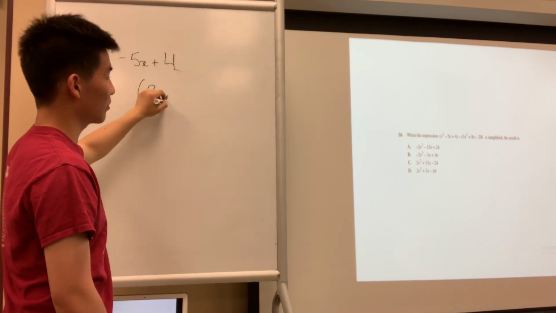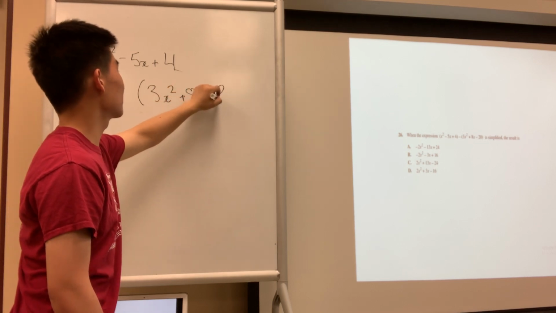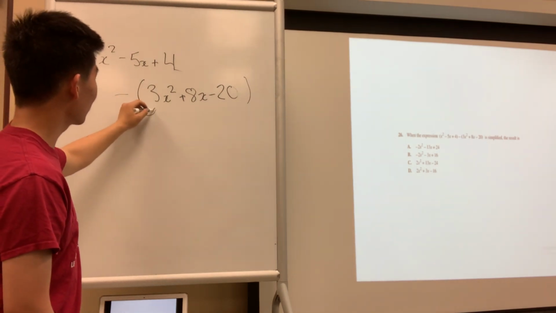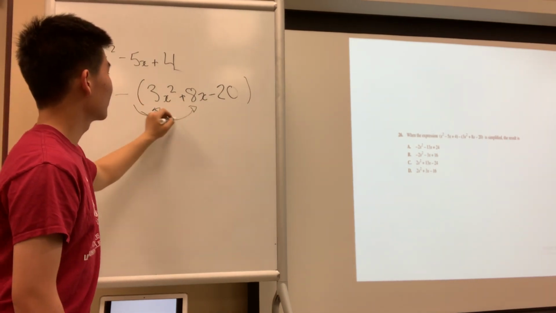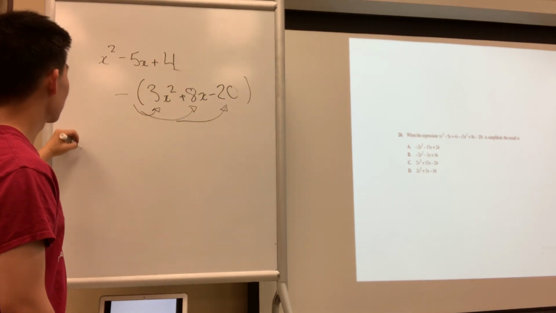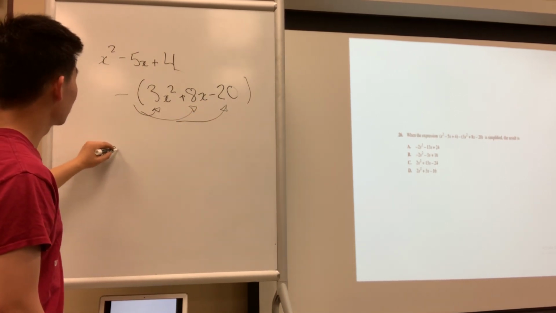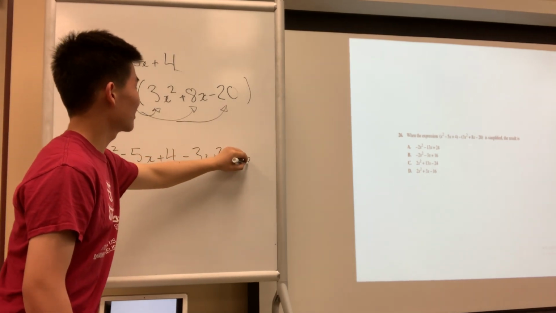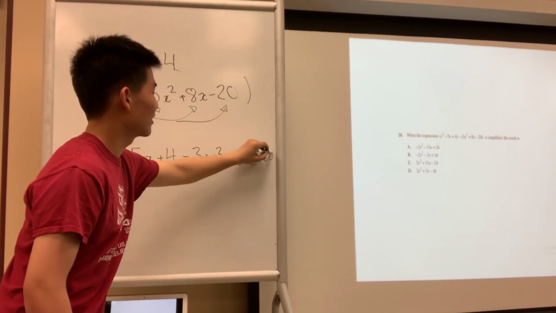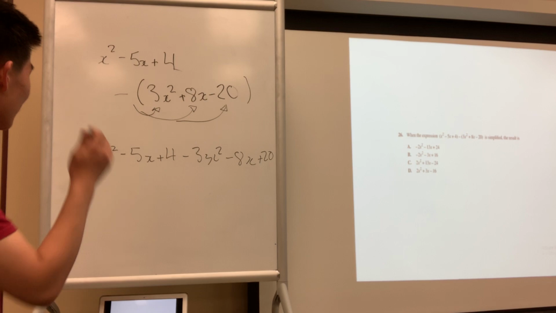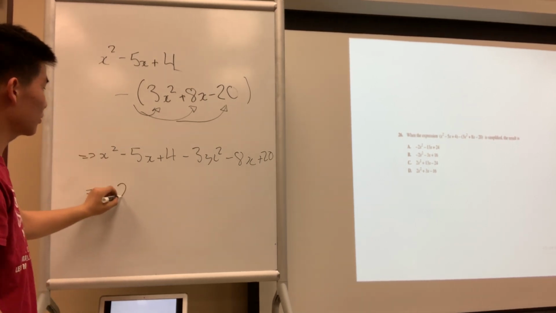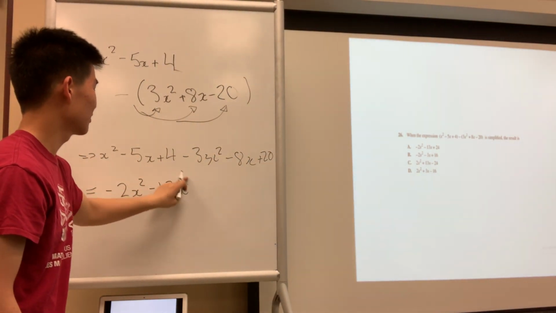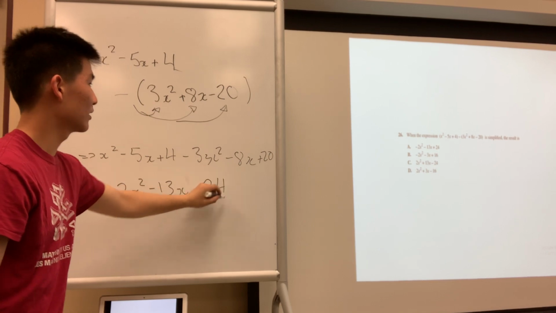Minus 3x squared plus 8x minus 20. Minus. And we distribute the negative over everything. So we get x squared minus 5x plus 4 minus 3x squared minus 8x plus 20. And we can just cancel out these values. Negative 2x squared minus 13x plus 24. So the answer is A.